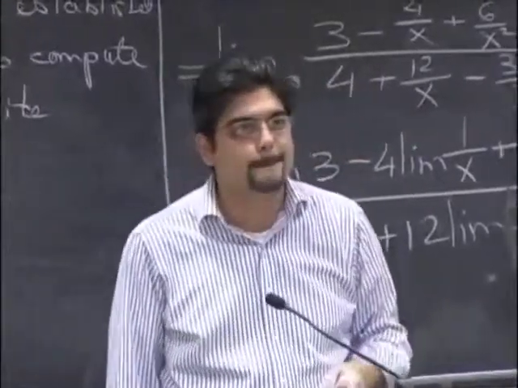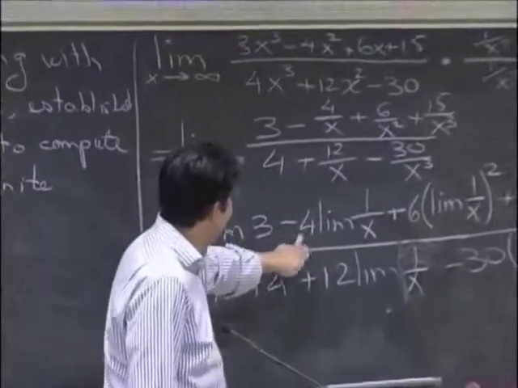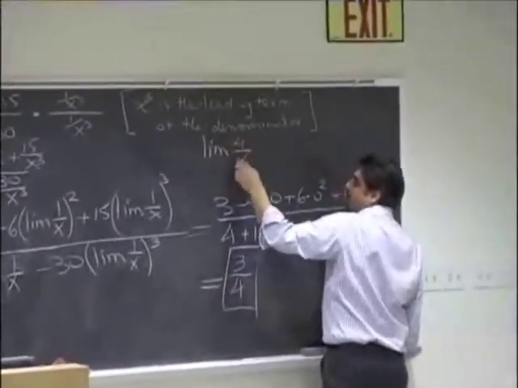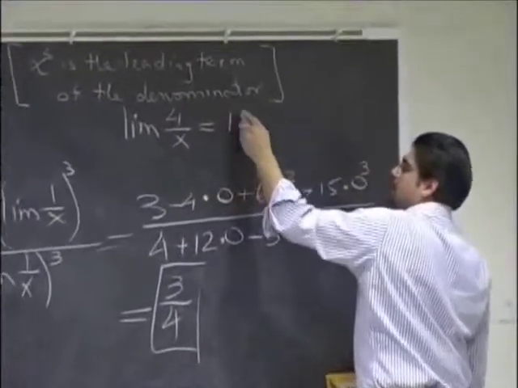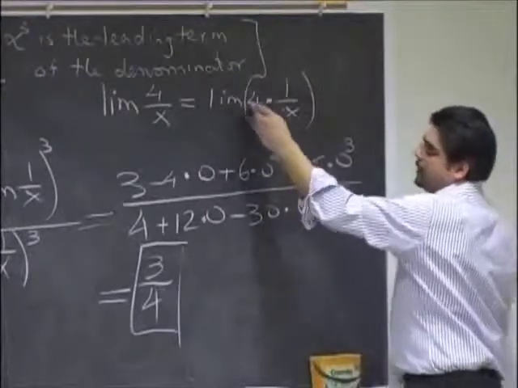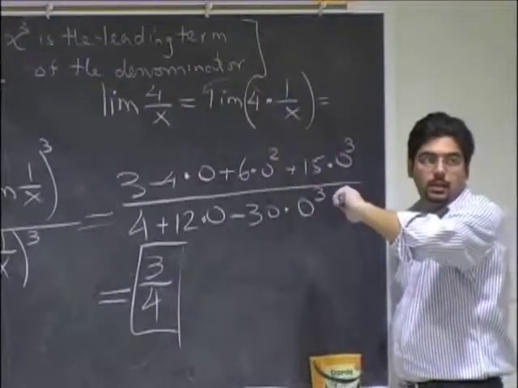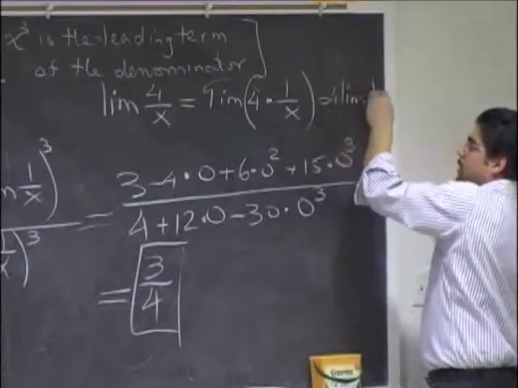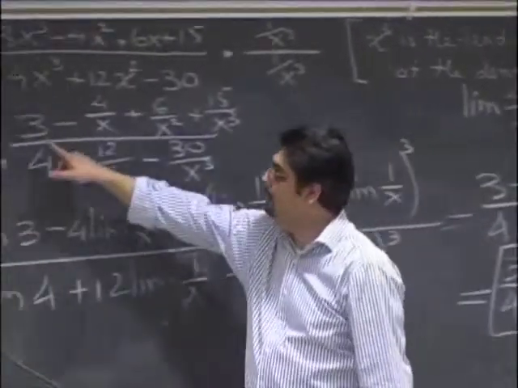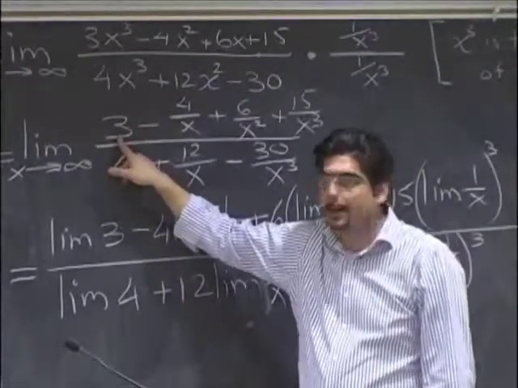Yes? Why can't we, okay, so this is what we have, right? Well, the limit of a constant times a function, we can take the constant out. So we have 4 times the limit of 1 over x. But we can't do it for the limit of 3. That's a constant. It's a constant function.